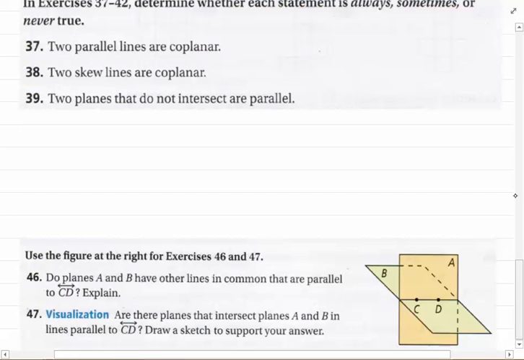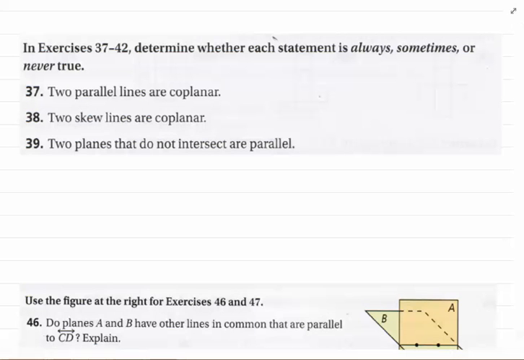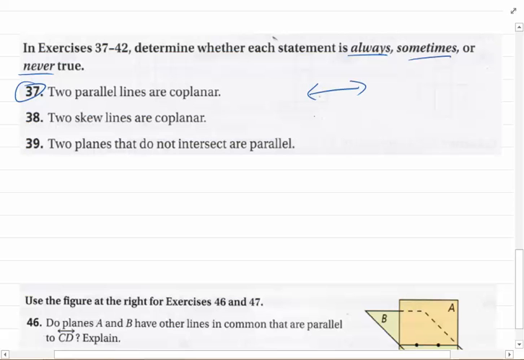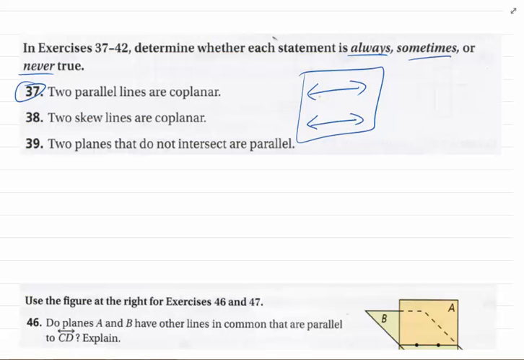Okay, and then let's look at number 37 here, and we need to determine if it's always, sometimes, or never true. Two parallel lines are coplanar, meaning are they on the same plane? Is that always true, sometimes true, or never true? Well, can two parallel lines ever be on a different plane? The answer is no. They will always be on the same plane. So this is always true.